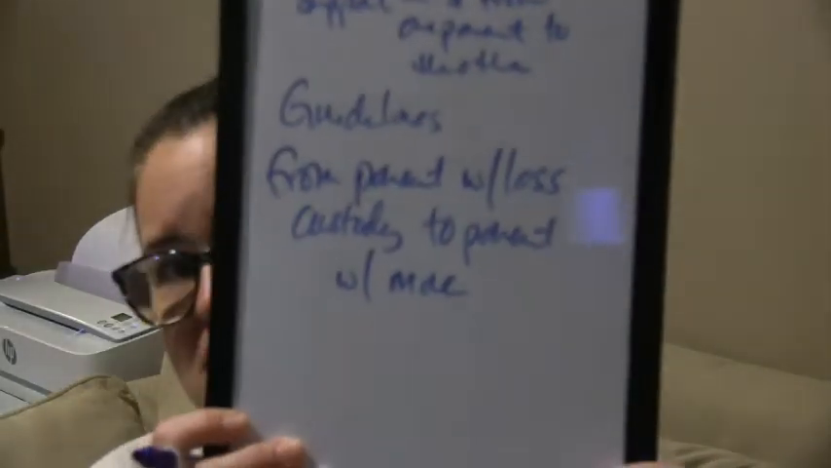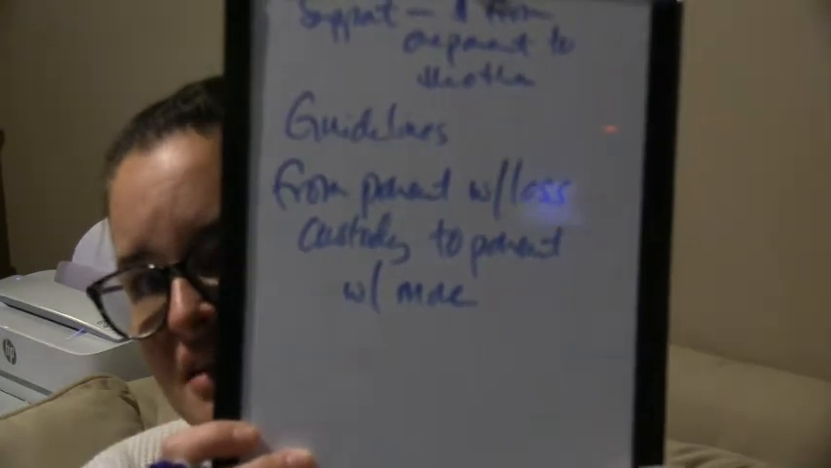The money flows from the parent with less custody to the parent with more custody. So the amount of custody is a major determination as to the child support amount. So is it possible, and we talked about this in the last video, that someone may want to modify custody so that support is modified? Yes. The more custody you have of a child, the less you pay, or the less you're responsible for.